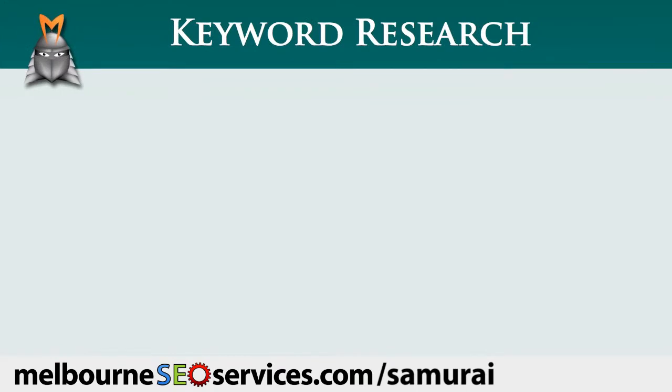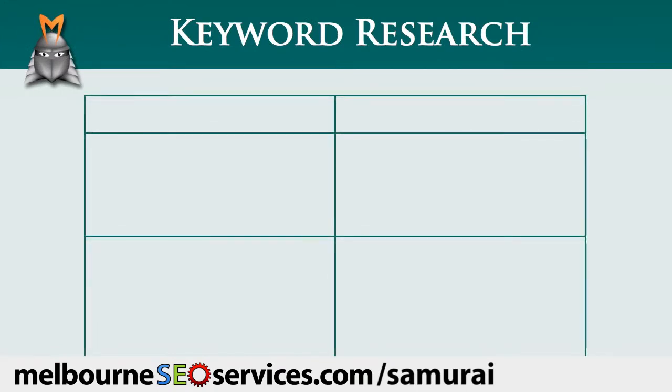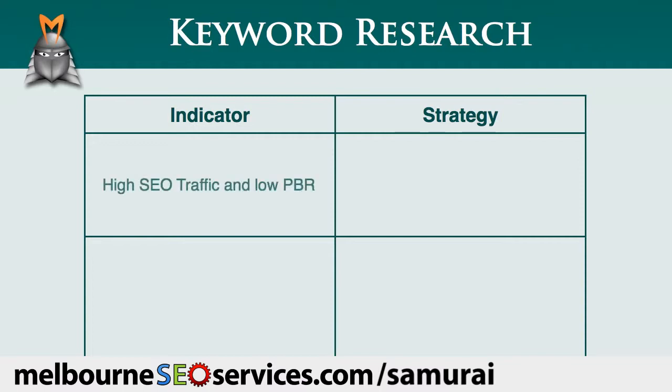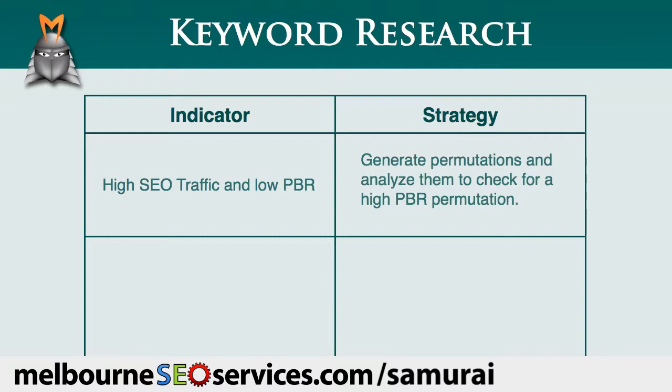The concepts we've covered in this video can be a little tricky to understand, so let's just take a moment to clarify the strategies that we've looked at and explain when you should actually use them. If you come across a phrase that has a high SEO traffic value and a low PBR, the first thing you should do is generate all the permutations of the phrase and analyze them to see if one of these permutations has a high PBR. This will allow you to identify the best word order of a particular phrase.